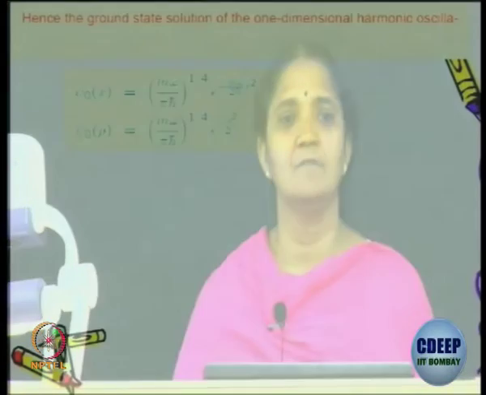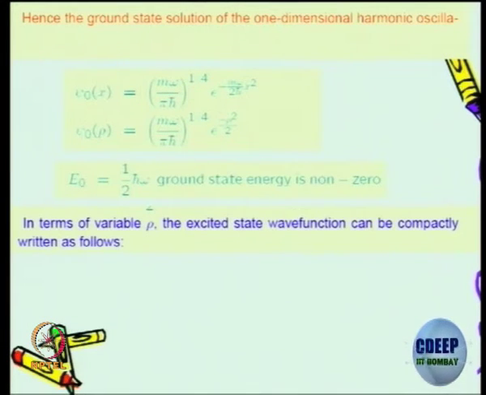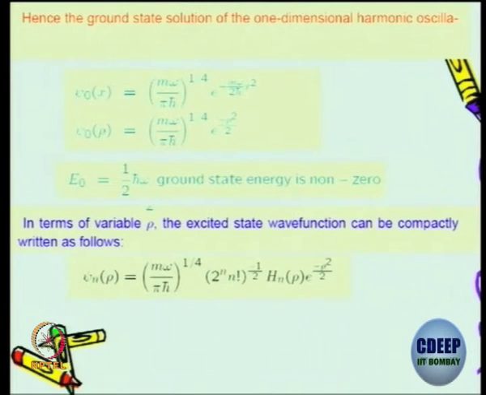Everybody with me? Okay. So, just to summarize, the ground state solution is an even function, as you see, x going to minus x, the wave function is the same, no sign change, and you can compactly write it in terms of the rho variable. For any n, this n could be odd or even. If n is odd, then this Hn will have odd powers in rho. If n is even, Hn will have only even powers in rho.